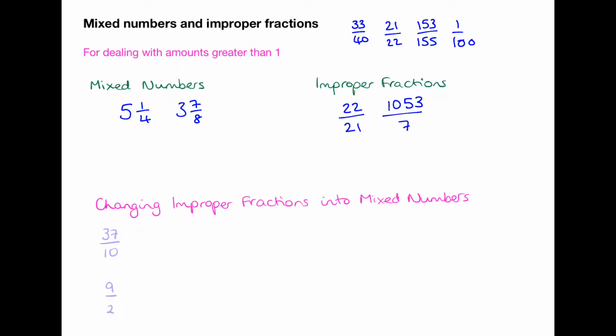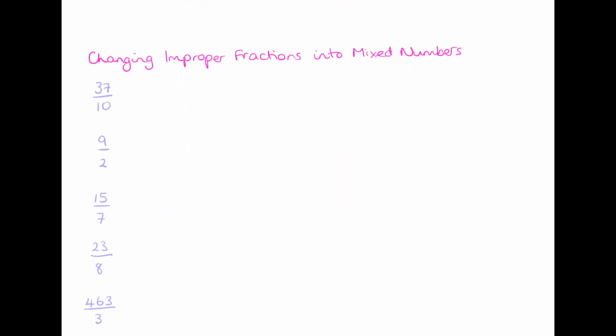Okay, so it doesn't matter whether the top is a lot bigger than the bottom or whether the top is a little bit bigger than the bottom. If the numerator, that's the top, is bigger than the denominator, that's the bottom, then you've got an improper fraction. Any mixed number can be written as an improper fraction, and the same the other way round. We can change any of these into the other form, always. So the first part of this we're going to look at is changing improper fractions into mixed numbers.